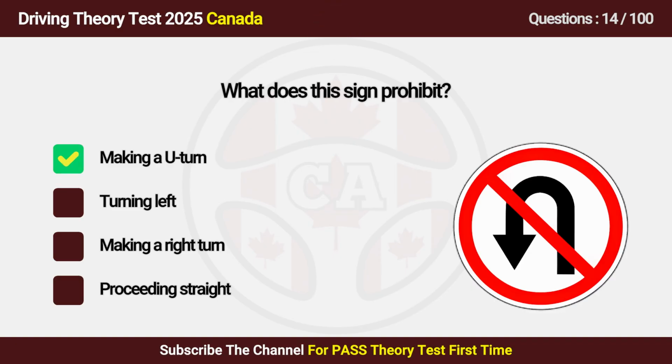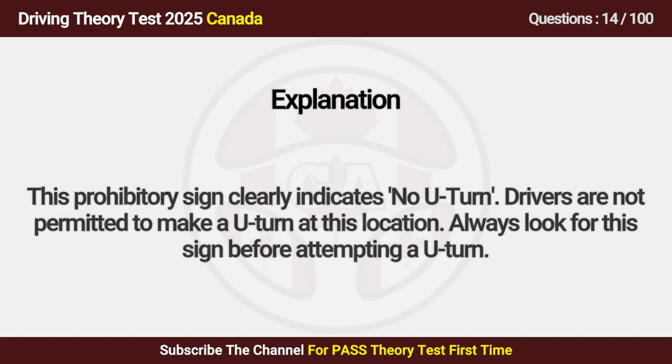Answer is A. Making a U-turn. This prohibitory sign clearly indicates no U-turn. Drivers are not permitted to make a U-turn at this location. Always look for this sign before attempting a U-turn.